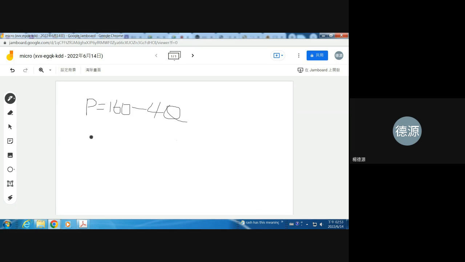The question says when P is equal to 120, or 80, sorry, 60, what would be the price elasticity? Of course, we are looking for the absolute value.